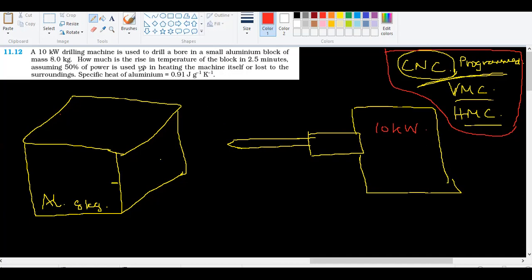So 50% of the power is used up in heating the machine itself or lost to the surroundings, which means only 50% is used. If I say 10 kilowatt power, not the entire 10 kilowatt is applied inside this block. Only 5 kilowatt will be applied over here. Which means I can say heat lost is equal to heat gain, because they're asking you what is the rise in temperature of the aluminum block. So 5 kilowatt power will be going into this machine because of 50% power.